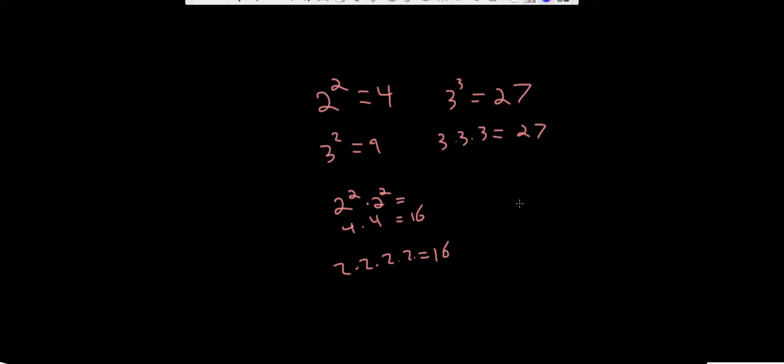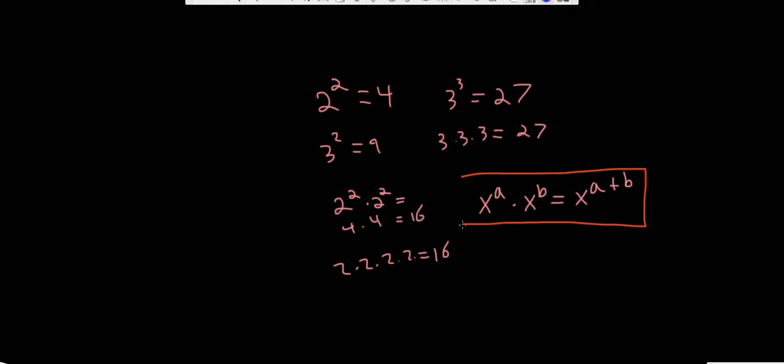exponent addition, which is this right here. So x to the a times x to the b is equal to x to the a plus b. This is the first law we're going to be talking about. Let's just call it one of the laws of exponents. So let's circle this right here, in a nice red color, or orange. Alright, so this is the first law.